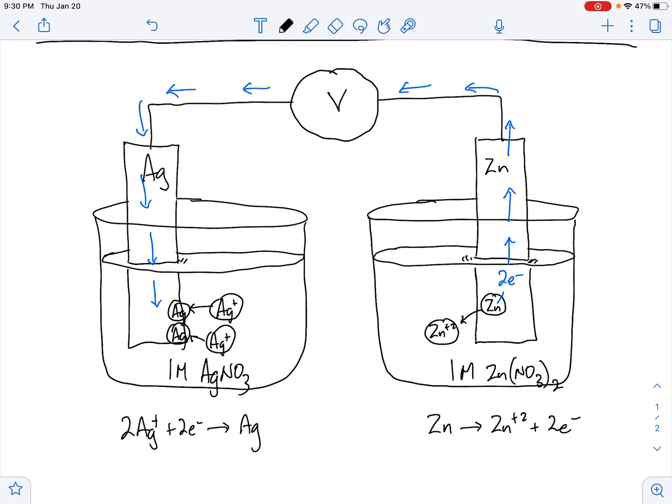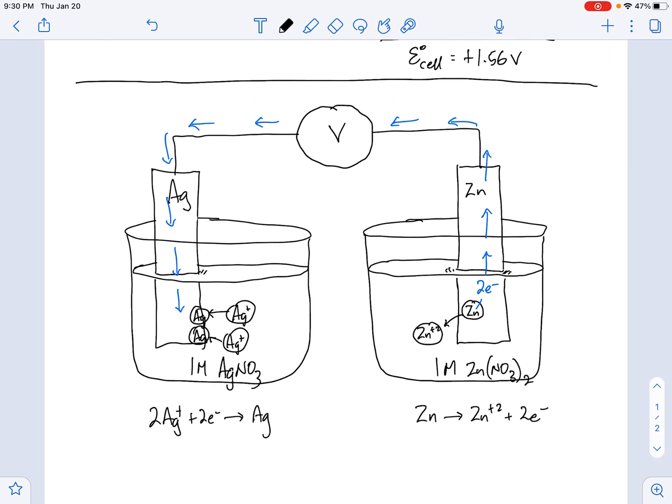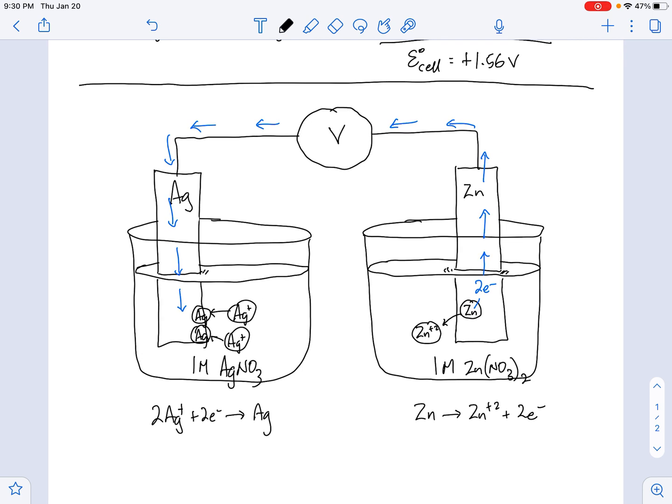Now, there's a little bit of an issue over here, and before I actually talk about the issue, there's a little bit of terminology I want to make sure that we grasp before we move on, because I'm going to start using terms that you need to know what I'm talking about. You don't just use the generic word electrode once you actually know what's happening at each one.